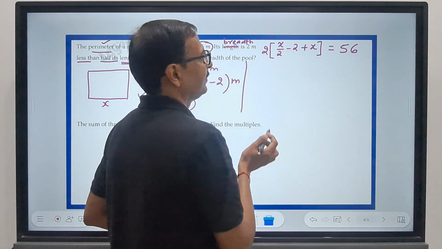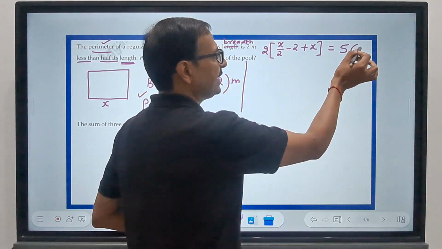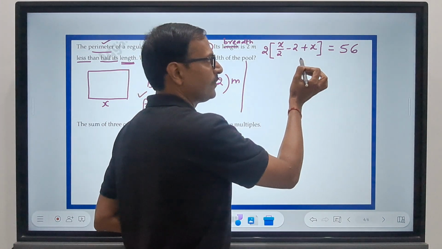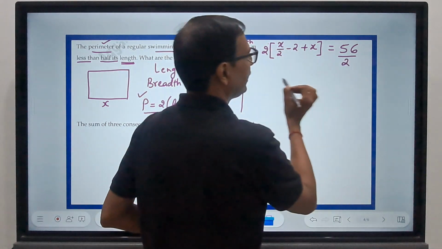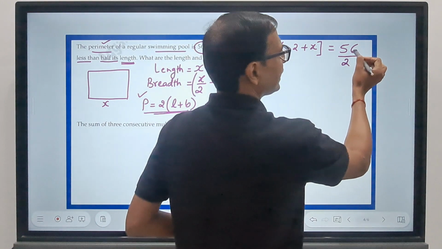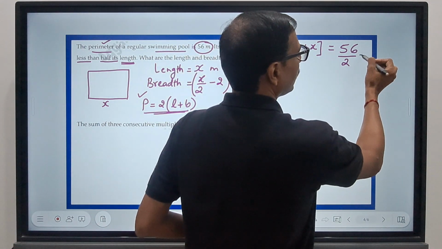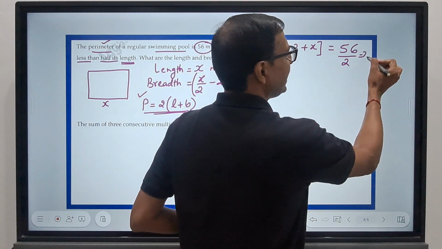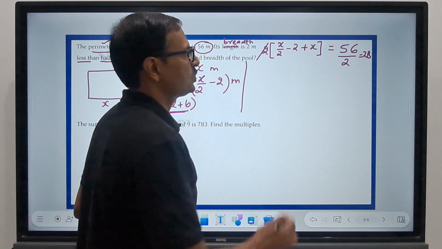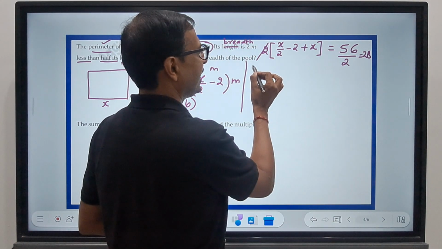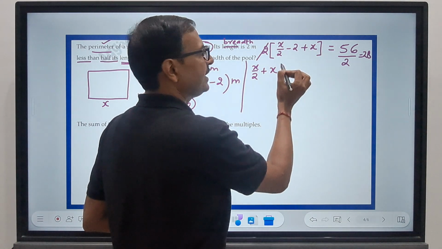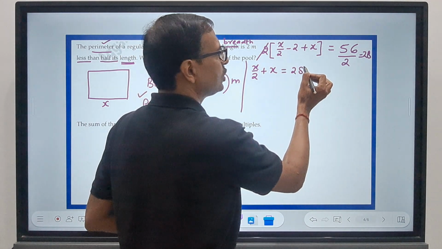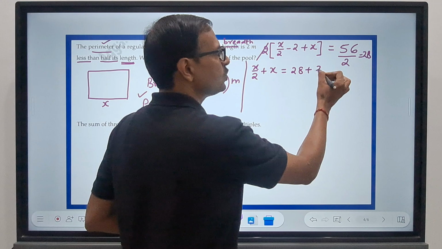Now if you are smart, you will take this 2 to the other side directly because 2 is a common factor. So I can cancel this 2 and take it to the denominator here, and so this becomes 2 goes into 56 exactly 28 times, right? So I have some variables here, x upon 2 plus x. These are variables. The minus 2 can be pushed to the right hand side, becomes plus 2.